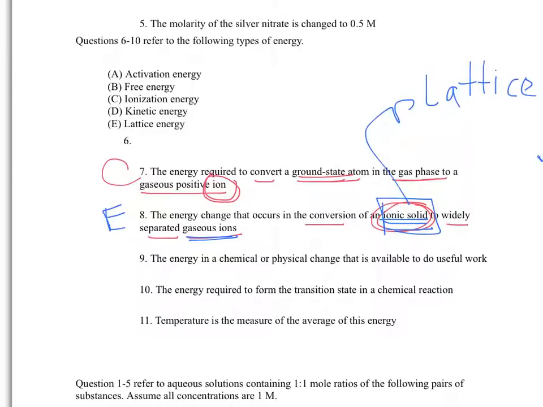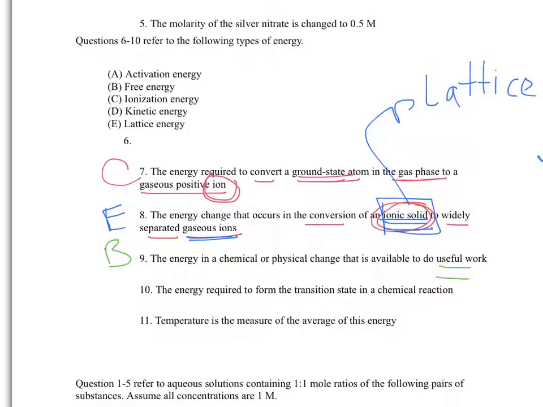9. The energy in a chemical or physical change that is available to do useful work. Be very careful. What is the energy available to do useful work? Free. It is the free energy. Very good.